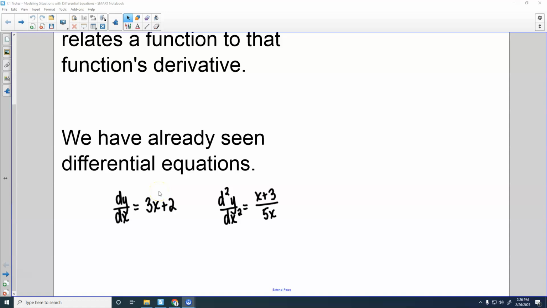Now, we have only been looking at differential equations where we just took the derivative of y and called it dy dx. Technically, that's writing it as a differential equation. What we'll look at in this unit is what it looks like when that is more complicated than just taking a straight derivative.